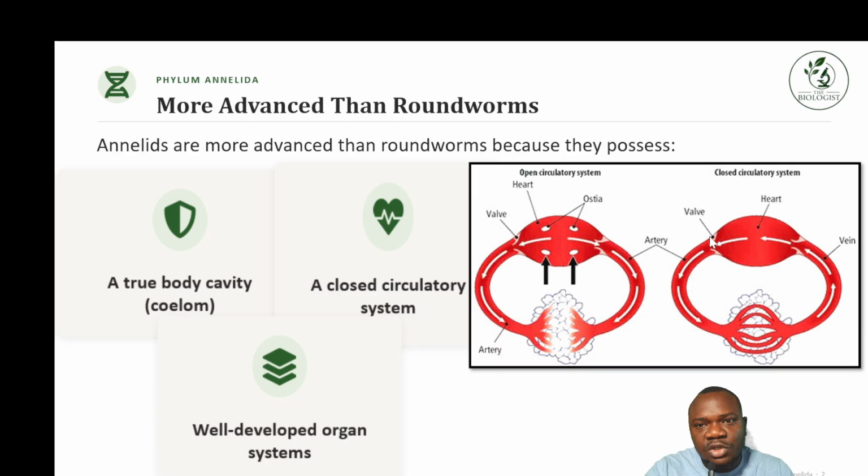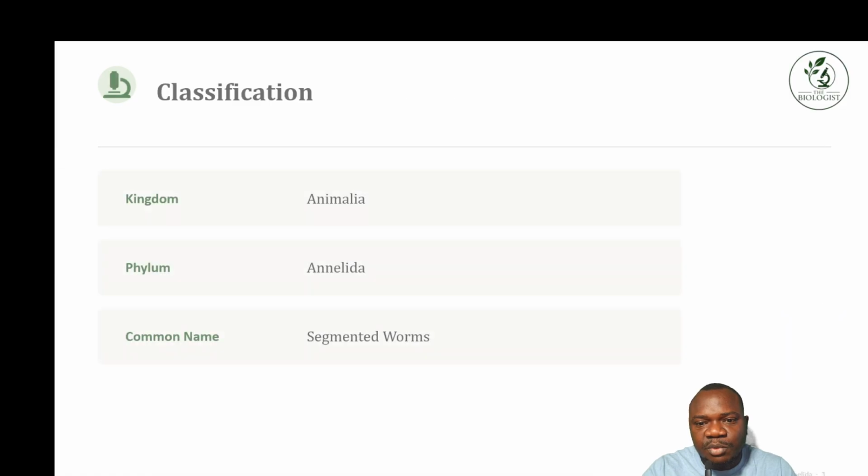You can see in the closed circulation here, this is the heart. The blood does not leave the vessels, it doesn't leave the veins. The blood is pumped from the heart and moves around the arteries and the veins to other parts of the body where it's needed. There's no form of opening, so the blood doesn't leave the blood vessels and go elsewhere. That's why it is called a closed circulatory system. That's a very important point you need to take into consideration.